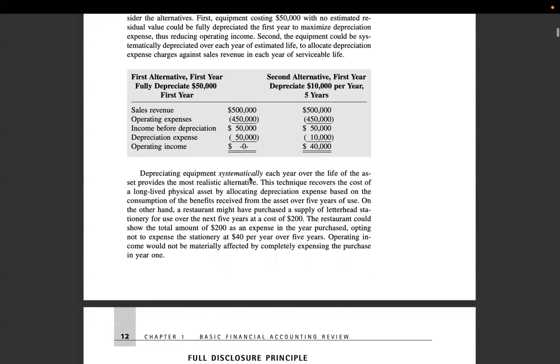Depreciating equipment systematically each year over the life of the asset provides the most realistic alternative. This technique recovers the cost of a long-lived physical asset by allocating depreciation expense based on the consumption of the benefits received from the asset over 5 years of use. On the other hand, a restaurant might have purchased a supply of letterhead stationery for use over the next 5 years at a cost of $200.